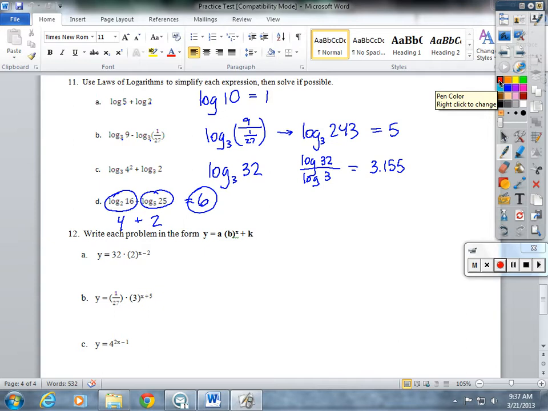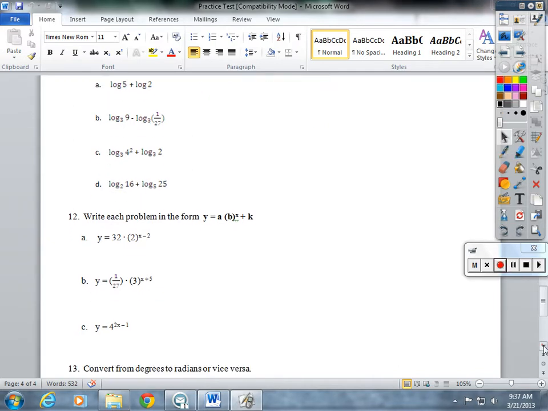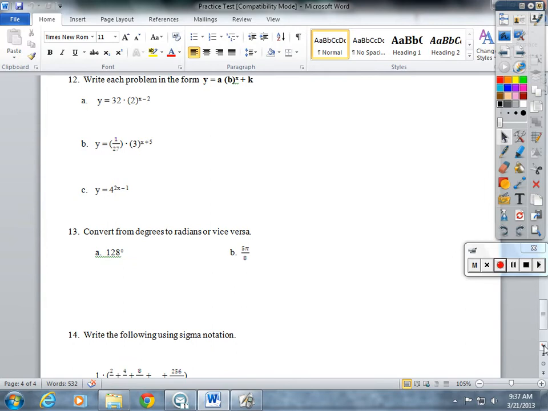Write each problem in the form y equals a times b to the x form. It does have a plus k there. I don't know if any of these have a plus k with them though. So let's see here what this is going to look like. These are some good problems. Oh, converting radians to degrees. That's a good review from chapter 1 that some of us still struggle with.